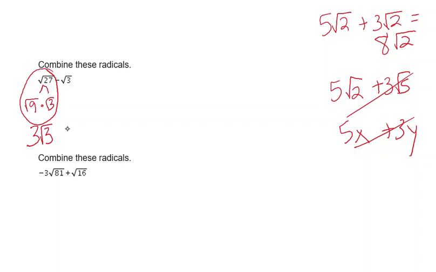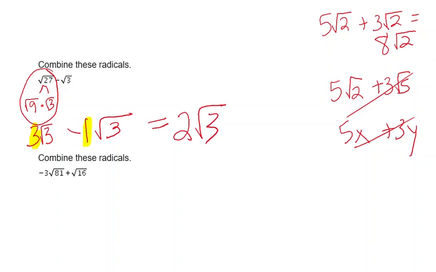So I have 3 square roots of 3 minus just this 1 square root of 3. Now I can add and subtract because they have the same inside number, and I only add and subtract the outside numbers. 3 minus 1 is 2, and keep the square root of 3.